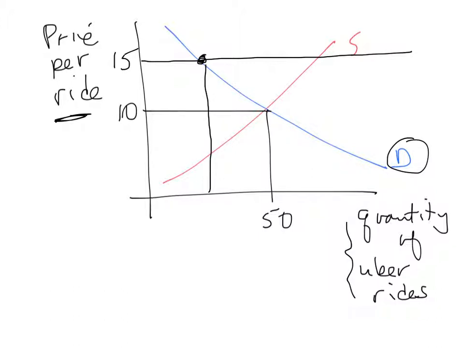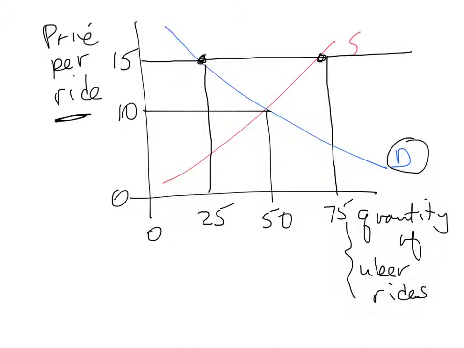So it looks in this diagram like that's about 25 or so, in between 50 and 0. Okay, I'll label my origin there. Similarly, if I follow the $15 out to the supply curve, it tells me about how many rides the Uber drivers would be willing and able to offer for sale. And that's going to be about 75. So we've got a surplus of 50 units.